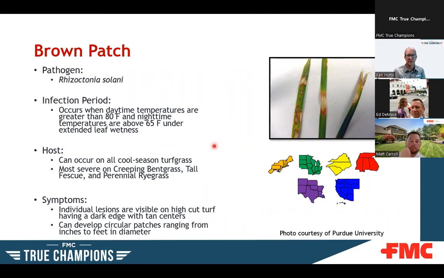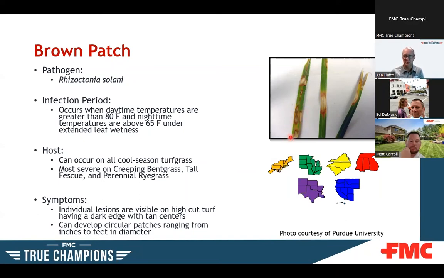But this is a disease that occurs when you get into those temperatures that are greater than 80 degrees in the daytime and above 65 degrees at night with extended periods of leaf wetness. Tall fescue is probably mostly associated with this disease. Notice the distinct lesions that develop, starting on the leaf margin and growing out.